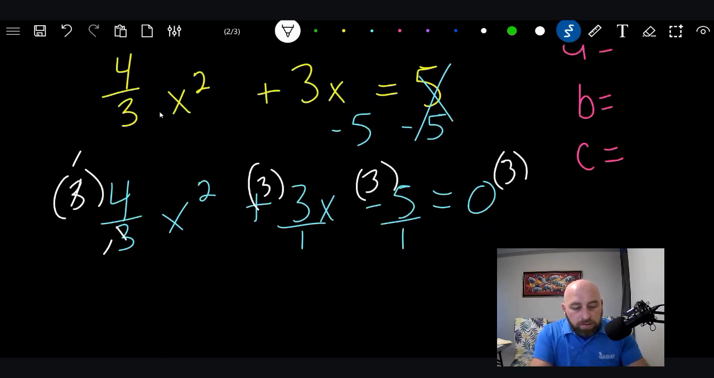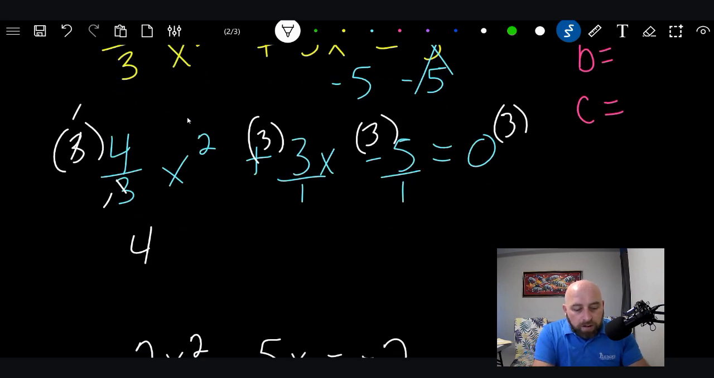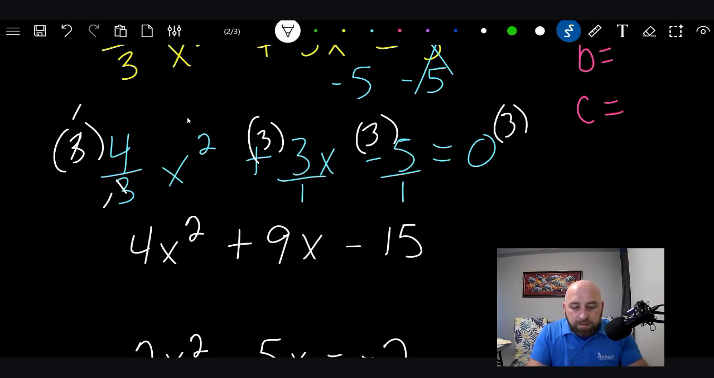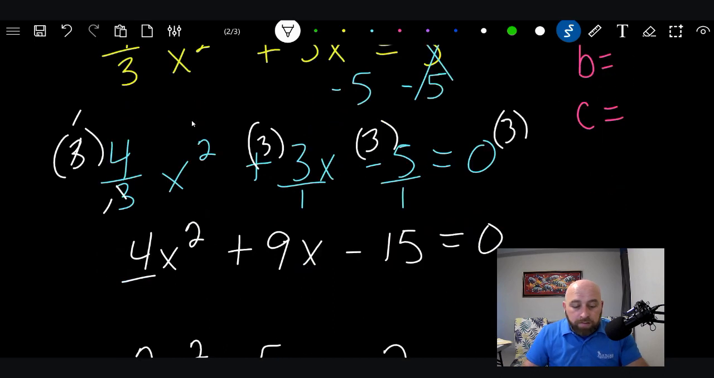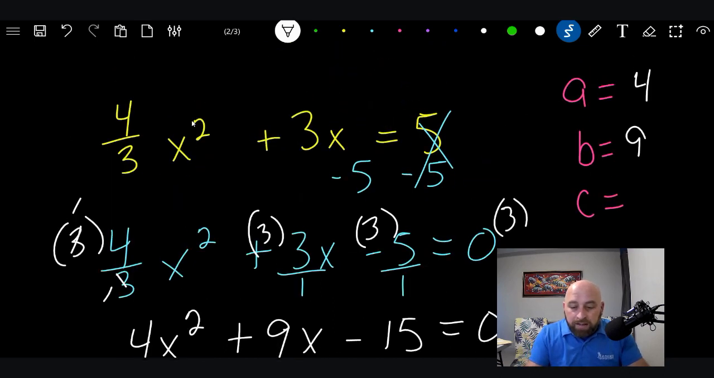Let me scroll up a little bit. That's going to give us a 4x squared. This here is going to give us a plus 9x, and this here is going to give us a minus 15 equals 3 times 0 is 0. Okay. All right, there we go. Now we don't have any fractions left over, so we eliminated that fraction by multiplying by the LCD. And now we have the A is 4, the B is 9, and the C is negative 15.